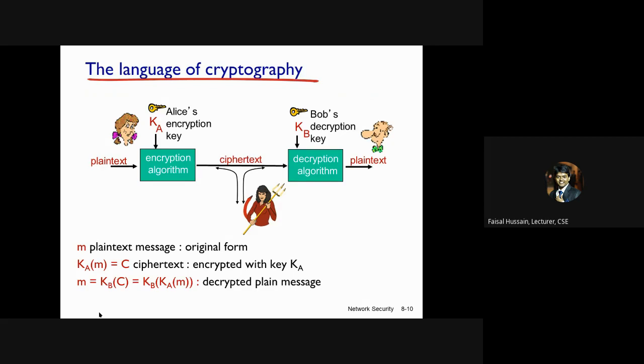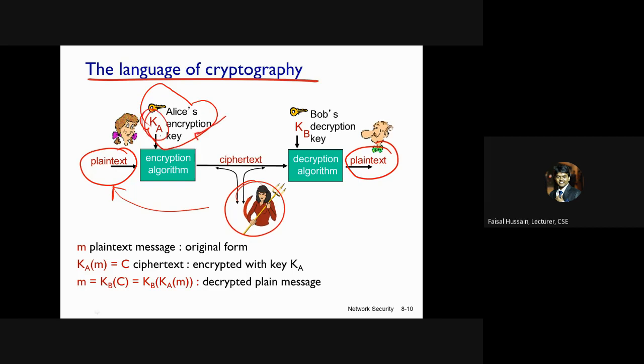So what is the general structure of cryptography? Assume that Alice wants to send a plain text message to receiver Bob, but Trudy can change something. Trudy can add something or read something, so the confidentiality or integrity is compromised. So Alice will use an encryption method, which requires an encryption key called Ka, and that encryption key will be used in the encryption algorithm, and the plain text will be taken as an input and a cipher text will be created.